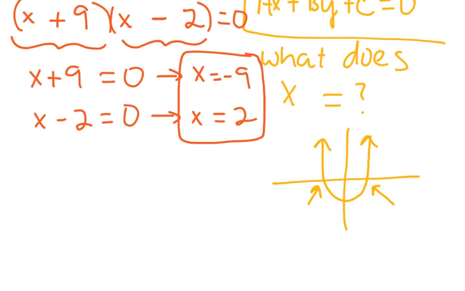And again, why do we have two solutions? Well, our quadratic is a parabola, and it crosses the x-axis in two places. So in this case, it would cross the x-axis at negative 9 and then a positive 2. Okay, let's do one more example.